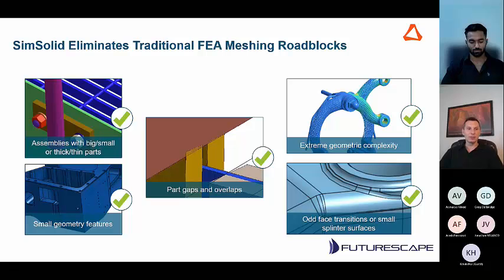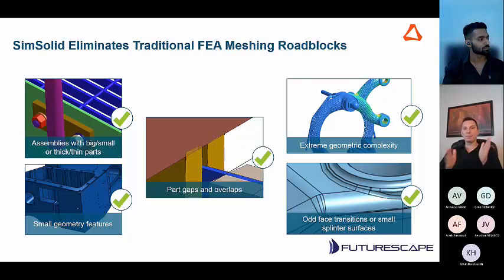You can also deal with thick or thin parts. Here at the bottom left, some small geometry features. Sometimes you have holes or pins or small radiuses that you have to simplify to make sure that your simulation works well. Again, SimSolid can deal with those types of geometries very quickly. Part gaps and overlaps.